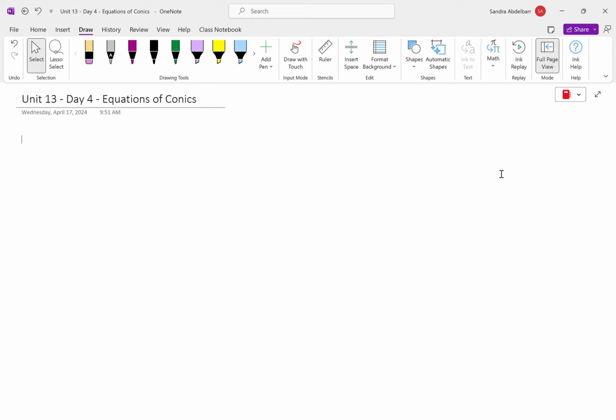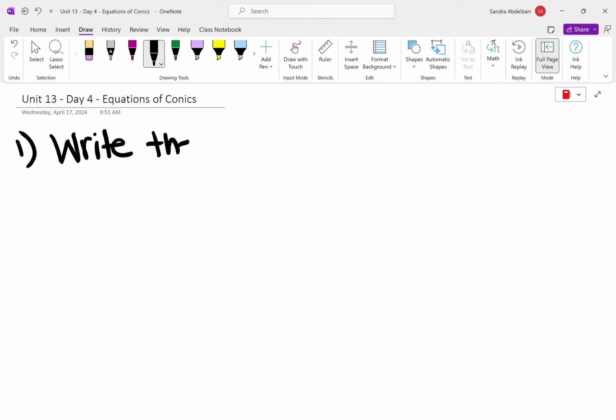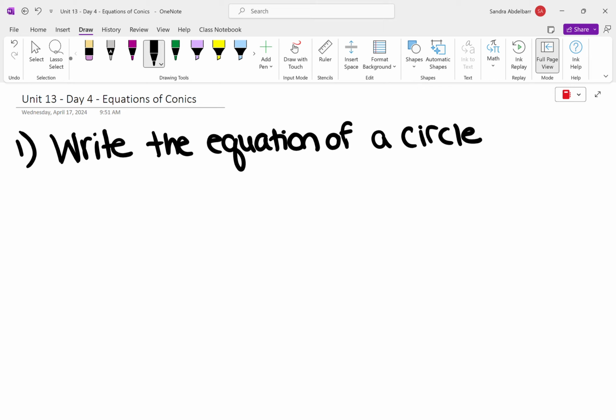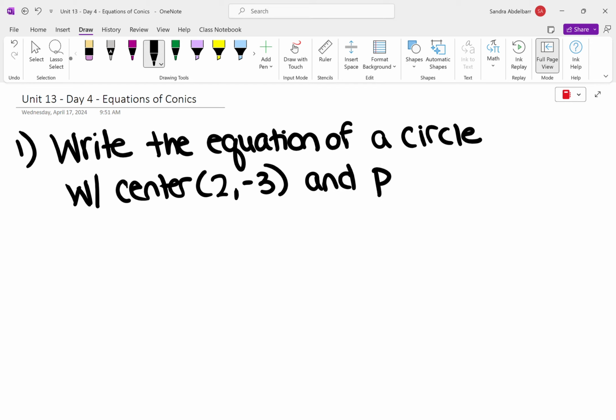All right, we're just going to jump right into this. The first one, I want us to write the equation of a circle with center (2, -3) and point (4, 6).